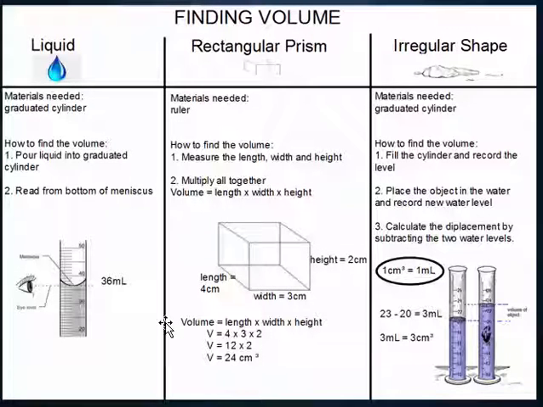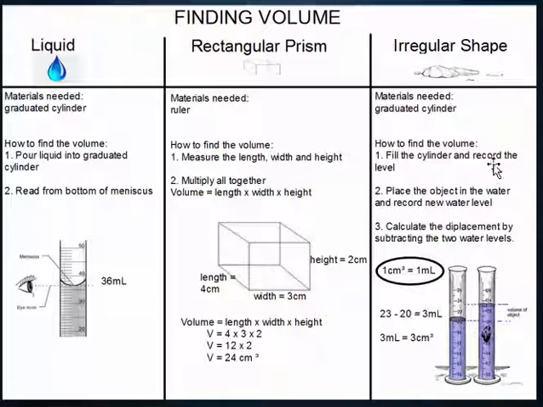So let's review one more time. To find the volume of a liquid, you need a graduated cylinder. You pour the liquid into the graduated cylinder and you read from the bottom of the meniscus using a label of milliliters. To find the volume of a rectangular prism, you need a ruler. You measure the length, the width, and the height. You multiply them together using the formula, and you label your answers in centimeters cubed because it is a solid.